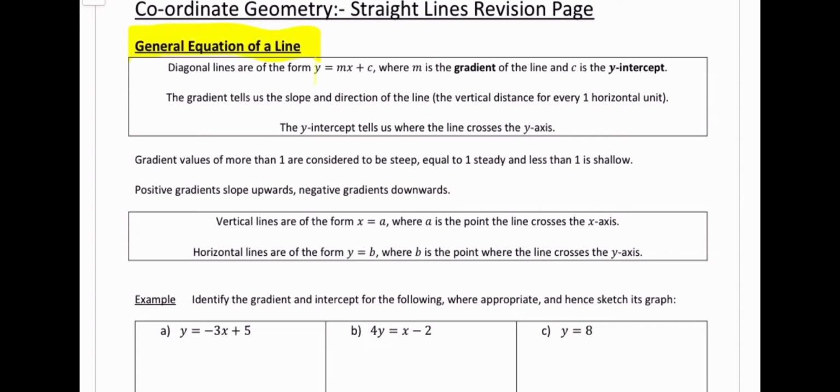The general equation of a straight line is y equals mx plus c, where m is the gradient and c is the intercept. So the gradient is basically the slope of a line. A positive gradient slopes upwards as you move from left to right, a negative gradient slopes downwards as you move from left to right, and c is the y-intercept. So c is where your diagonal line cuts the y-axis.